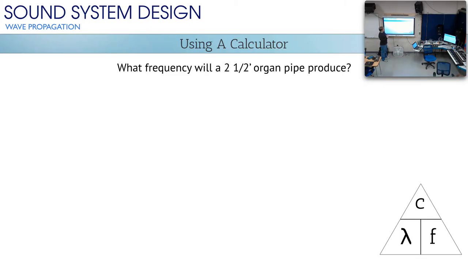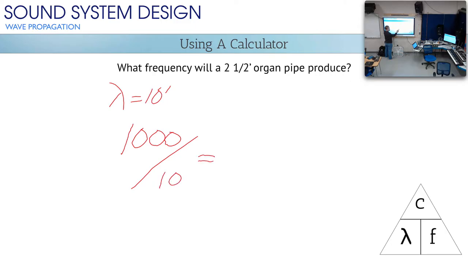Okay, so how long would that be? 2.5 times 4. That's 10 feet, right? So we're looking at a wavelength equals 10 feet. So that frequency would be 1,000 divided by 10. And that would be what? 100 hertz-ish. Now if we did the real speed, it's 1,130 feet per second divided by 10, we're going to get 113 hertz, right? If assuming that's your speed of sound, okay?